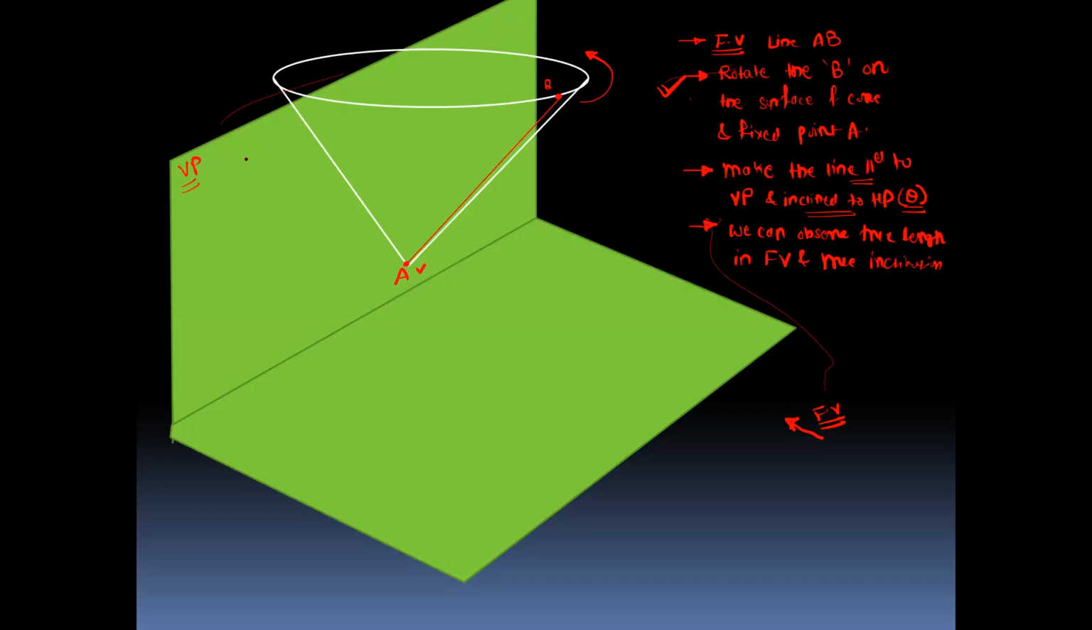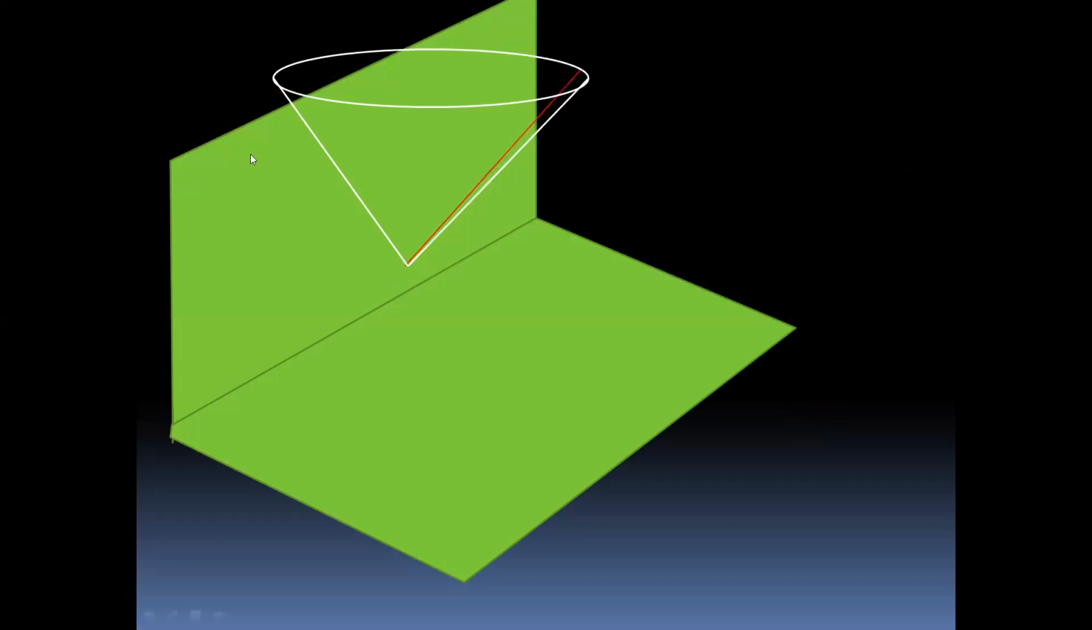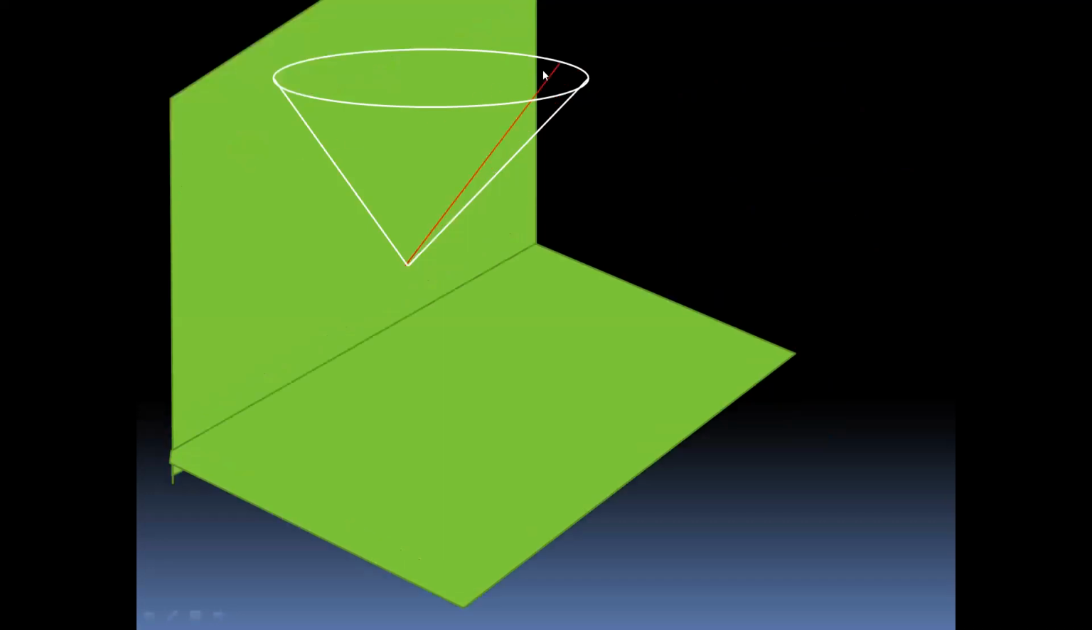So let us see how to rotate that point B. This is how you can rotate the point B, and make this line AB parallel to the vertical plane. We have fixed the point A. We are not changing its position. We have just rotated. Initially point B was here. Now after rotation, we have shifted this point B to this location.